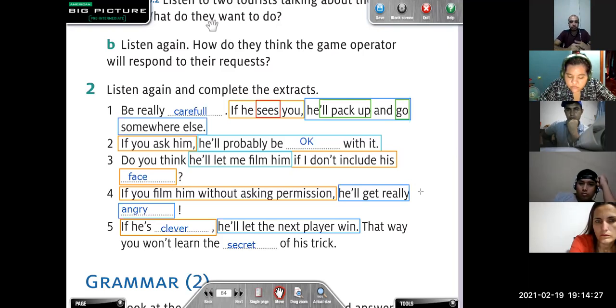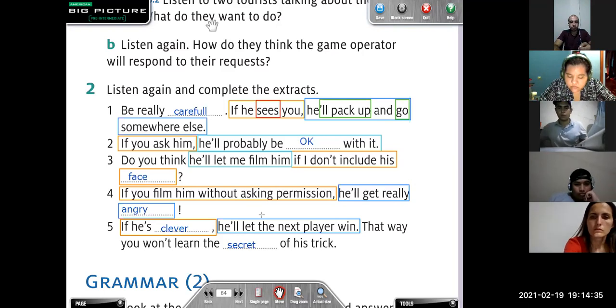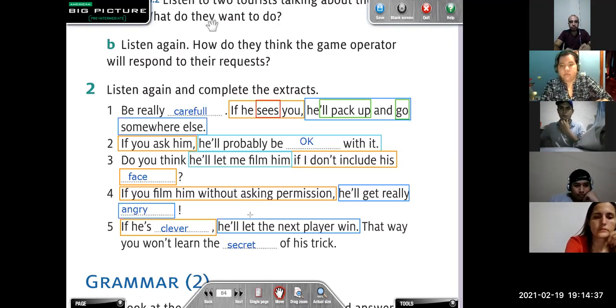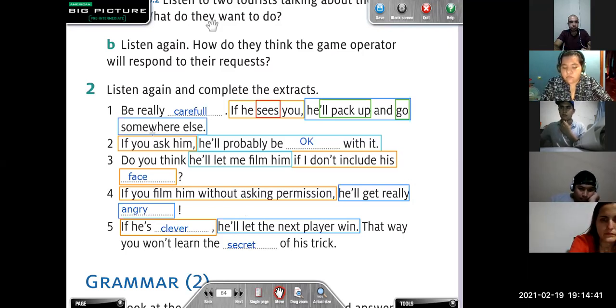Andres Pedraza. What is the verb in the second conditional sentence? Ask. Ask, very good. And the next one? Will be. Will be, right? Okay. Okay, thank you.